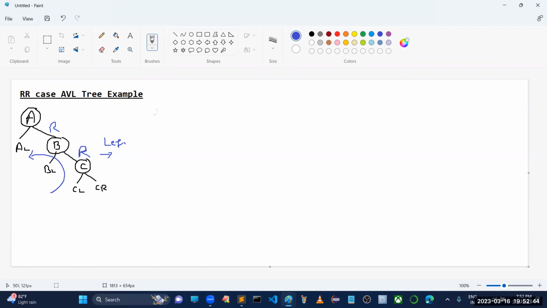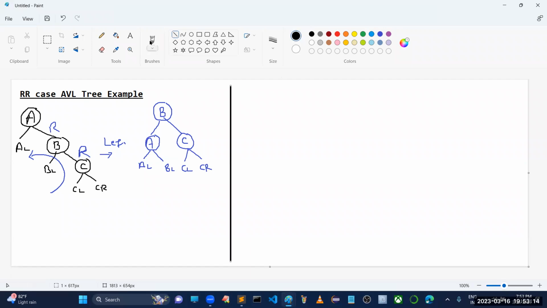That means what? Your B will become the root node. Okay. Then your A will become the left subtree and your C will become the right subtree. Now observe carefully. So for A, AL will be as it is available, and this BL is there, right? That will come here. And for C, CL will be available as it is. CR will be available as it is. Very simple, sir.